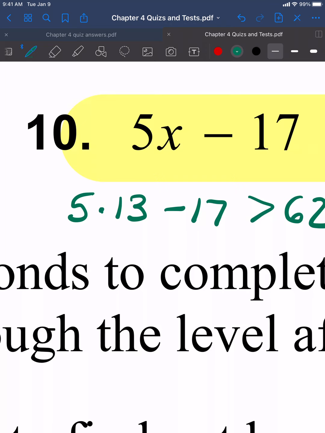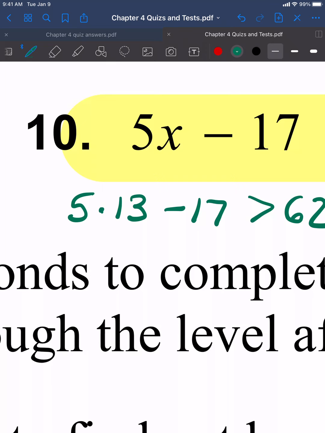What's something you need to be super careful of? Negative order of operations. You gotta be super careful with order of operations. Wyatt, what did you get? 48. How many of you guys got 48? That is the correct answer. Good job, everybody who raised their hand.